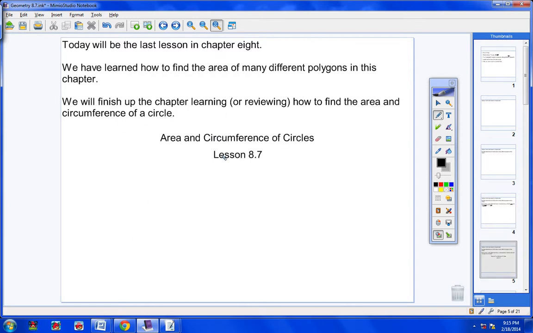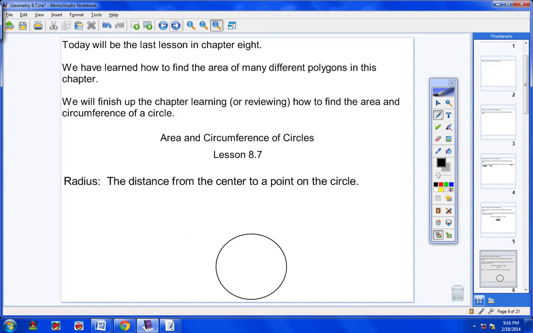So your heading today is area and circumference of circles, and the date today, if you want to write this down, I encourage you to do that. Today is the 19th, February 19th, 2014, and again, your heading today is area and circumference of circles. I'm going to go fast, so pause the video when you need to.